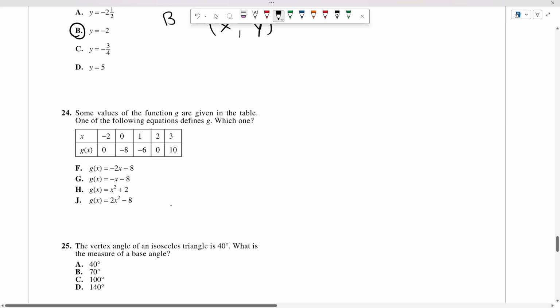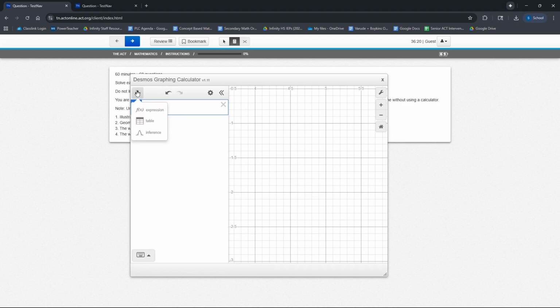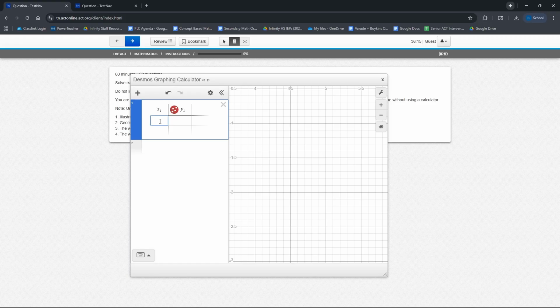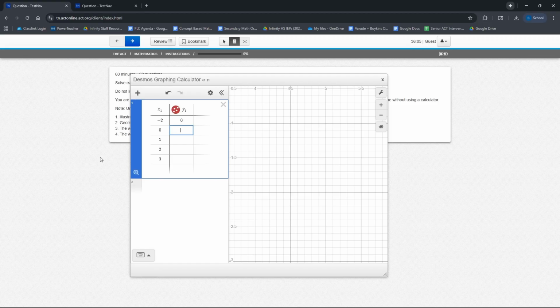24. Some values of the function g are given in the table. One of the following equations defines g. Which one? Okay. If I have a table, what I can actually do here is use Desmos again. I can actually plot a table. If I do this plus sign, I can put in a table and start putting down my points. So I'm going to use x to be x and have negative 2, 0, 1, 2, 3, the whole shebang. And then on the y, I'm going to put in my g of x because those are my outputs. So I'm going to have 0, negative 8, negative 6, 0, 10.